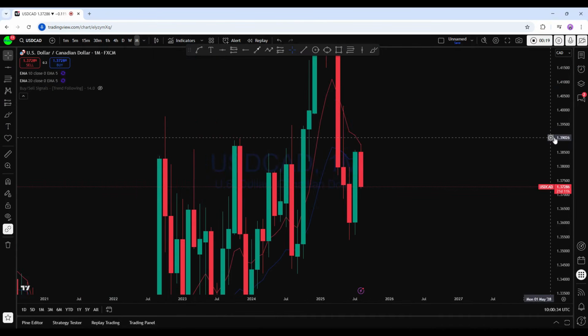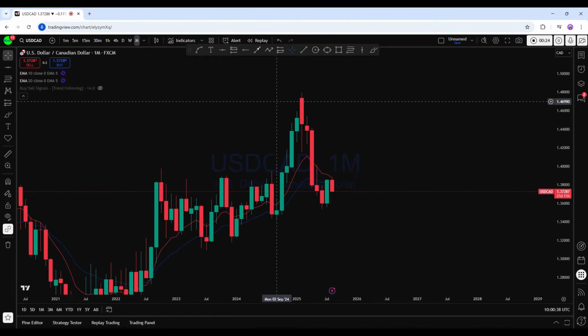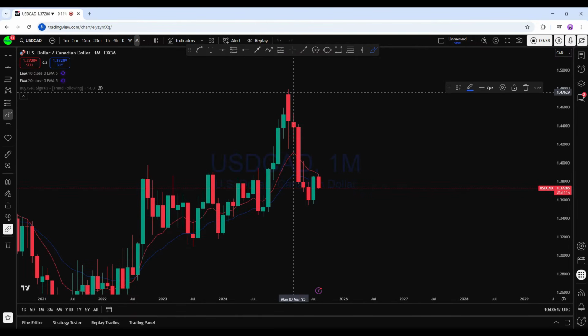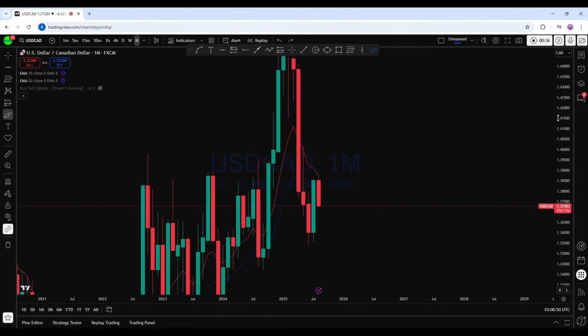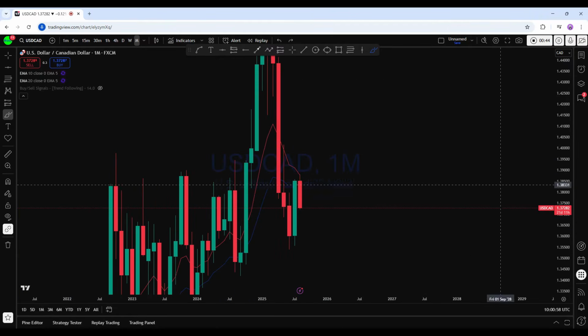So looking at monthly on dollar CAD, we can see that this market is a long-term bear market. Starting from here, we can see there was a significant break from this level with stronger momentum, followed by a pullback here on the monthly. Now, this current monthly price action with the NFP, after testing this 10 EMA on the monthly, we can see the price has got that rejection back again.